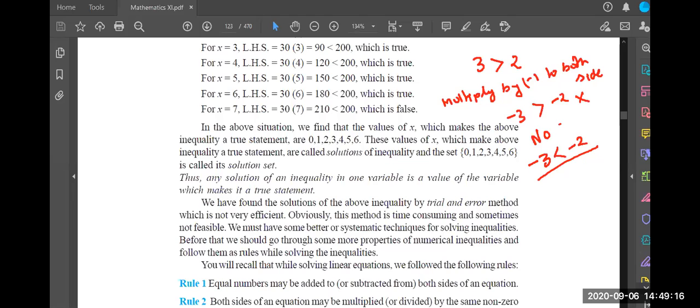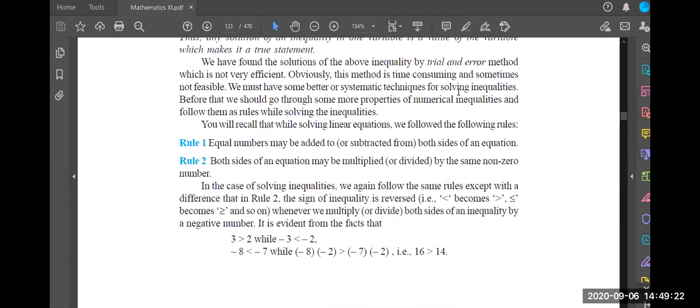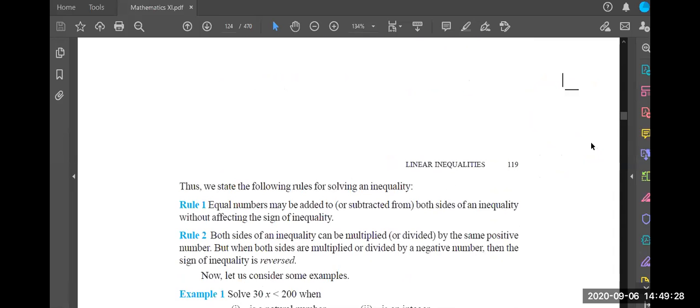Okay. So this is the rule: if you multiply both sides by a negative number, the sign will change. Equal numbers may be added or subtracted. Both sides of an inequality can be multiplied or divided by the same positive number. But when it is multiplied by a negative number, the sign of the inequality will be changed. Got it, everyone? Okay, very good.